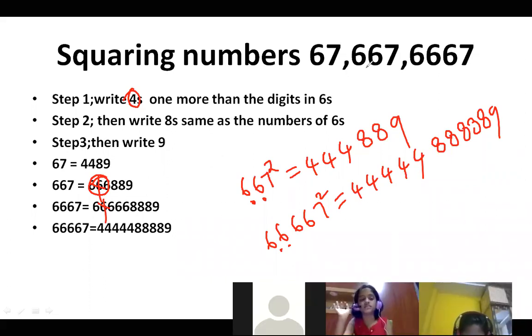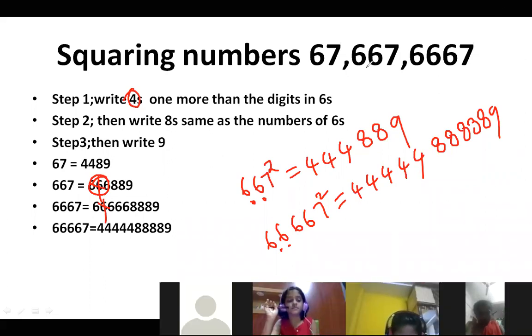First, you should write 4s. 4s means 1 extra than the number of 6s. And then 8s equal to the number of 6s.